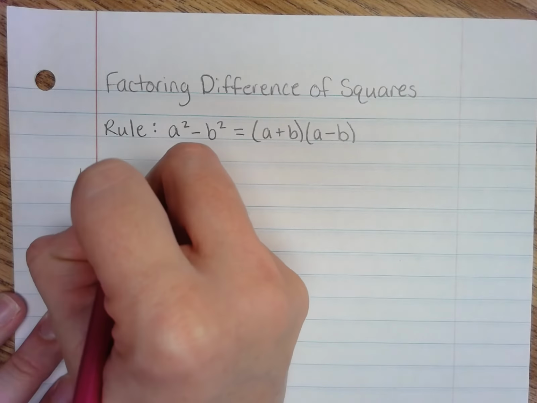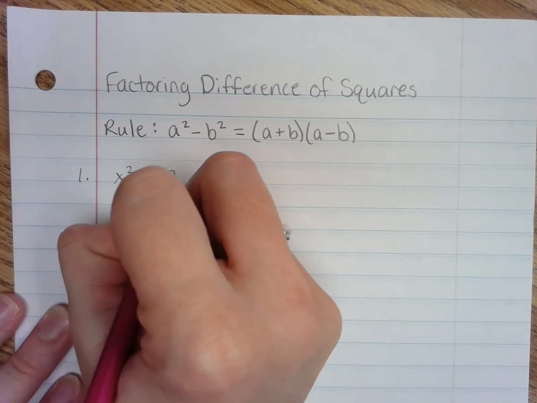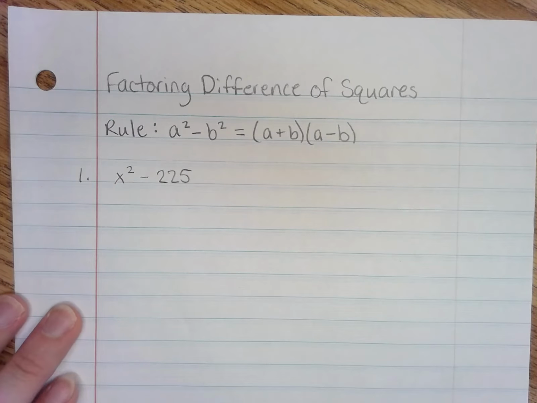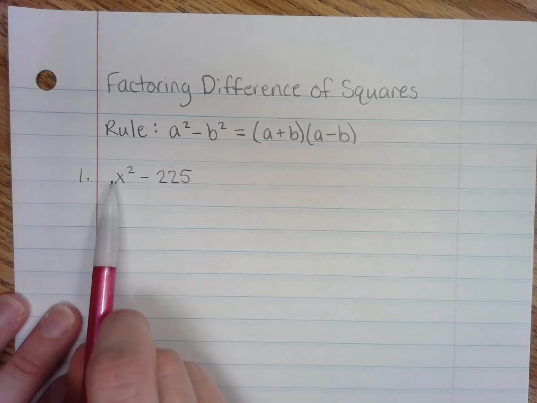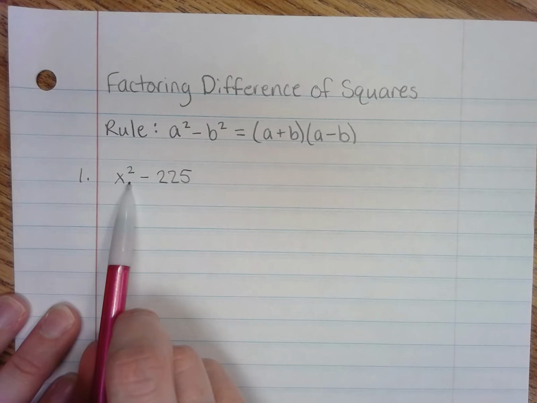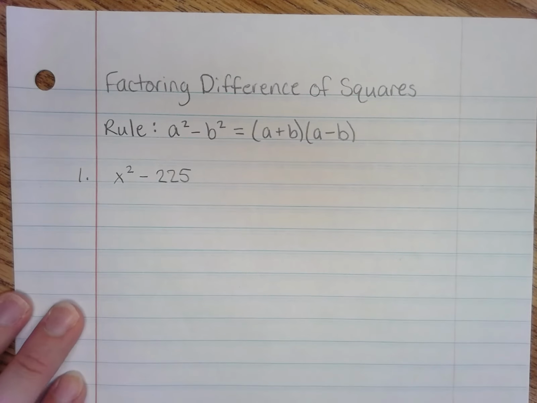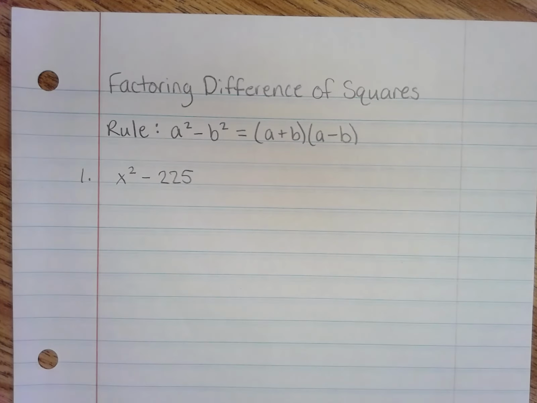We have x squared minus 225. So this is in the correct form. It is the difference, there's a subtraction sign, of two squares. Both of these terms are perfect squares. So in order to factor this problem, we will first begin by taking the square roots of the first and the last term to determine our a and our b value.